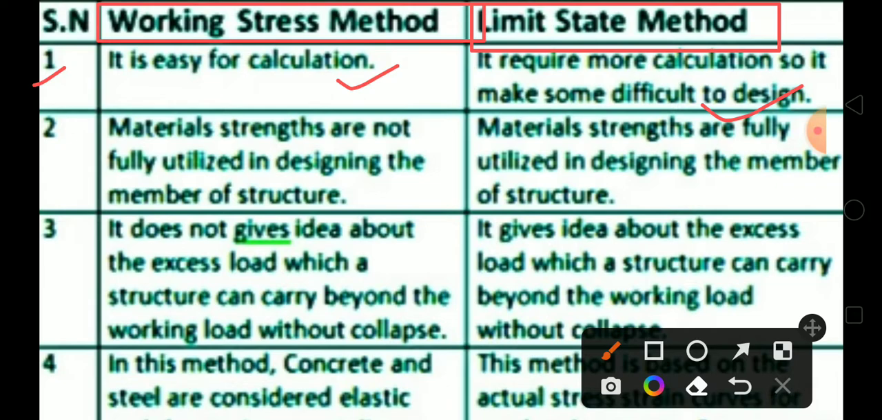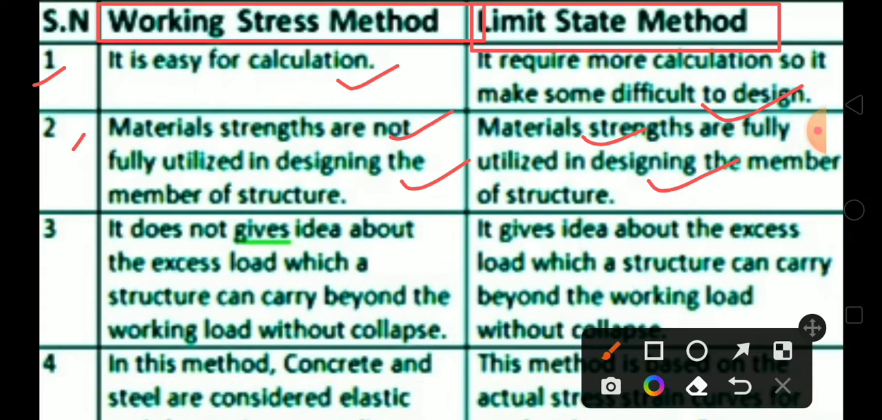Now see the next point: material strengths are not fully utilized in designing the member of a structure. In the working state method, materials are not fully utilized for the designing of a steel structure, but in the limit state method, material strengths are fully utilized in designing the member of a structure. So this is also one of the most basic differences.